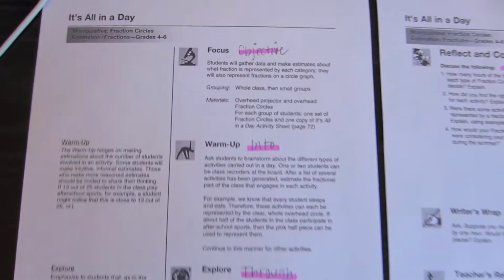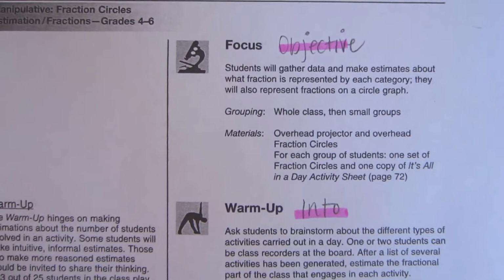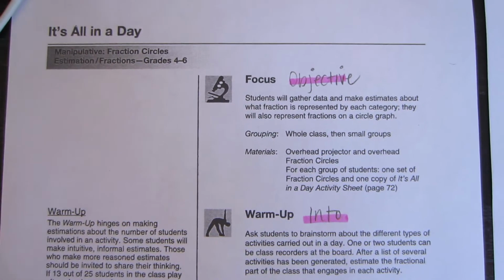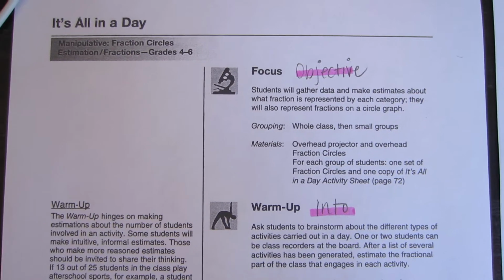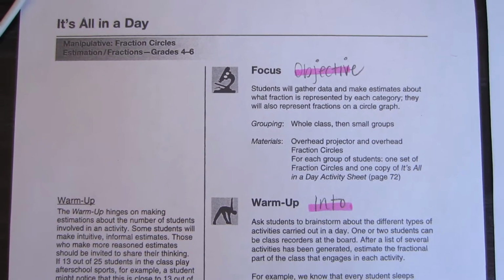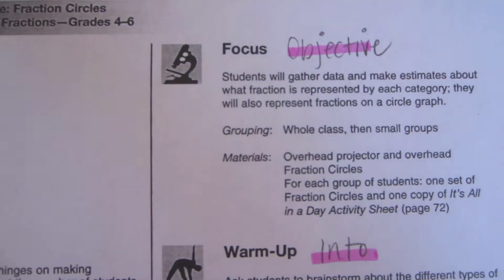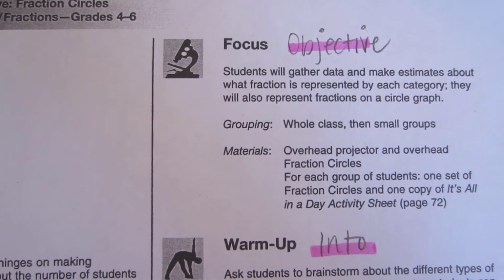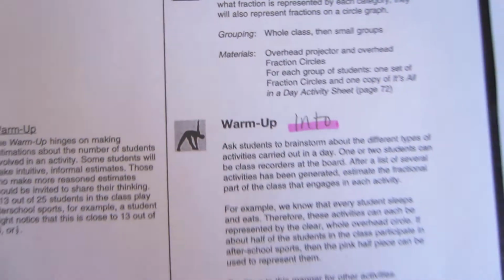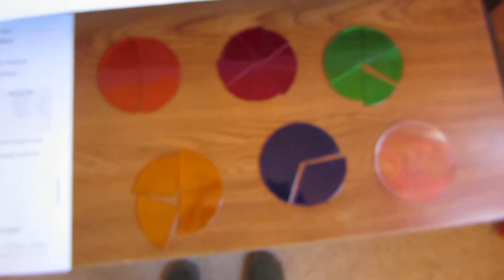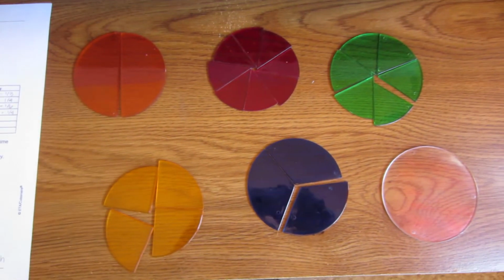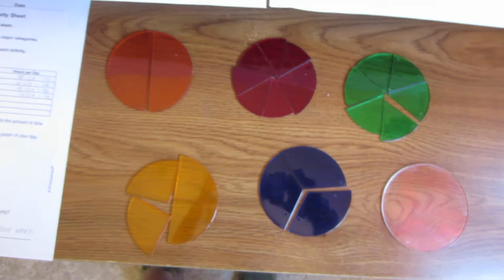So I just kind of highlighted the objective that I found for this activity. It says students will gather data and make estimates about what fraction is represented by each category. They will also represent fractions on a circle graph. And then the materials that I used, the manipulative pieces for this activity, were these fraction circles for the overhead.